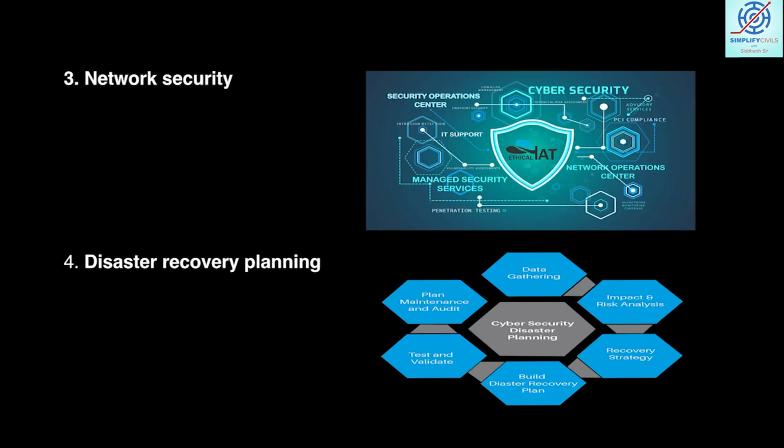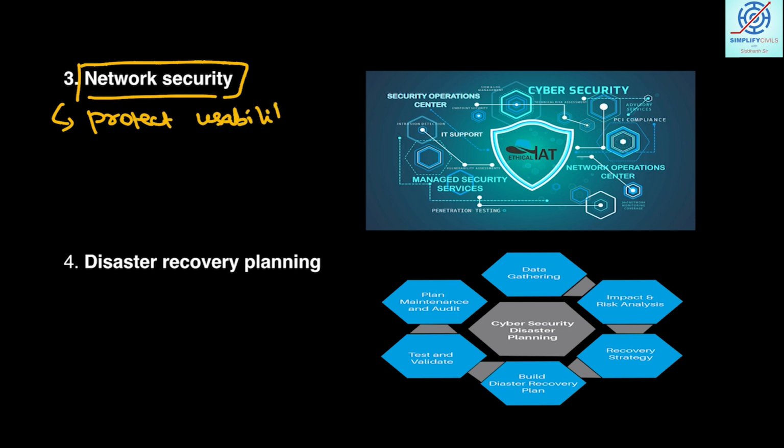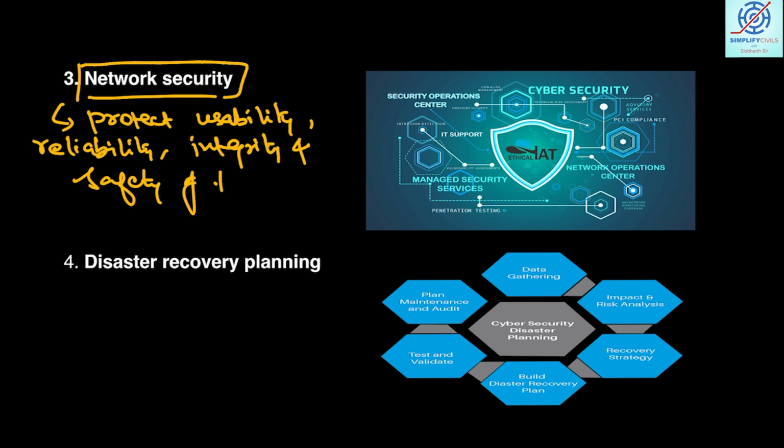The third component is network security. On the particular network where we are working, we need to ensure that the network is very secure. So students, what do you mean by this? We need to protect the usability of the network. We need to ensure the reliability, integrity and safety of the network. You can mention these points in your exam also.